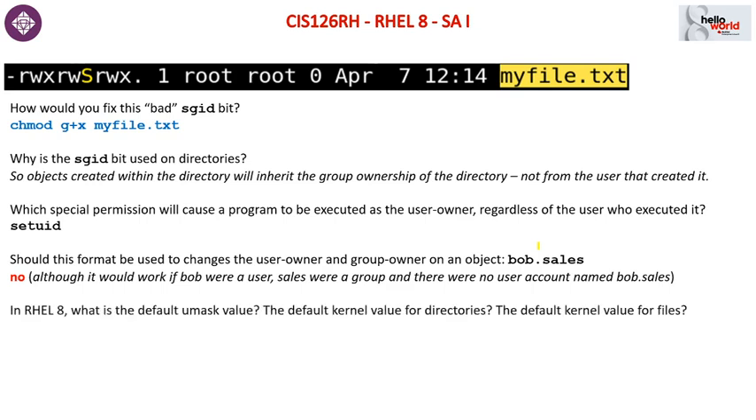In RHEL 8, what is the default umask value? What is the default kernel value for directories? What is the default kernel value for files? It's 0002, 0777, and 0666.